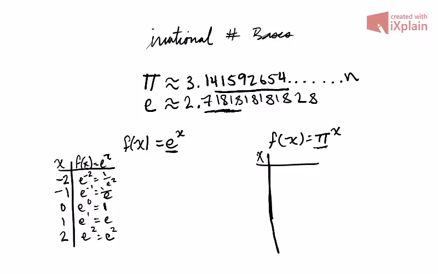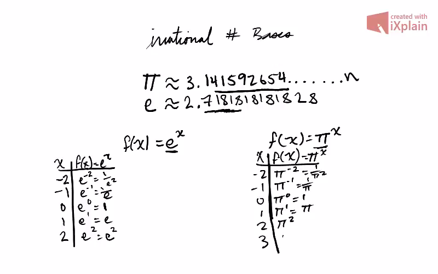X equals -2, -1, 0, 1, and 2 for my list of inputs, and we'll go ahead and do 3. And our function f(x) is equal to pi to the x power. So I really get pi to the -2 power, which equals 1 over pi squared. I get pi to the -1. Anything to the -1 is 1 over itself. Pi to the 0 power, anything to the 0 power is 1. Pi to the first power equals pi, then pi squared, pi cubed.